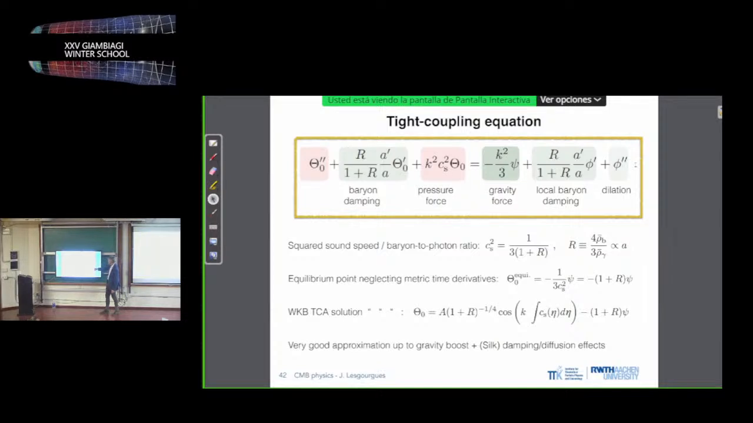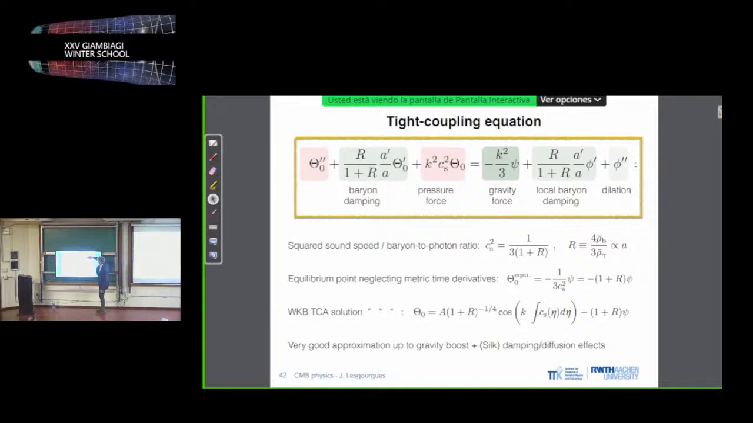If the baryon density is important, this effect is enhanced because gravity plays even more role. This will be the key at the end to understand why we measure omega b so well with the CMB. You will see that this is fun. It comes directly from this equation.